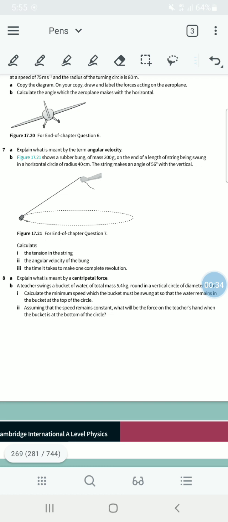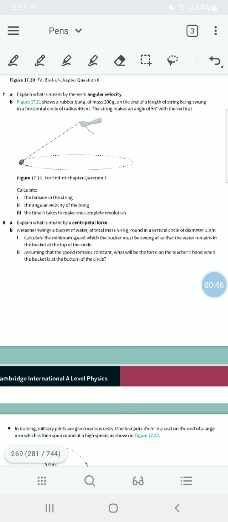Then part B, a teacher swings a bucket of water of total mass 5.4 kilograms round in a vertical circle of diameter 1.8 meters. Calculate the minimum speed which the bucket must be swung at so that the water remains in the bucket at the top of the circle.